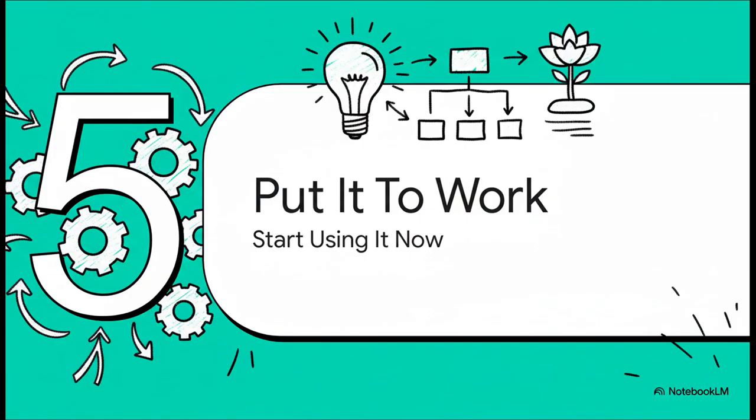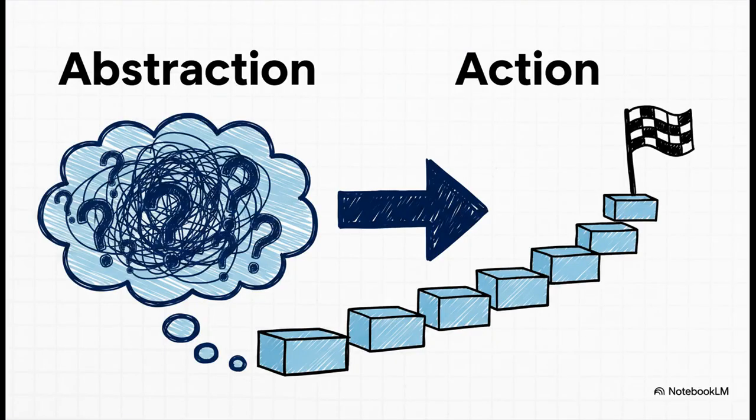Okay, let's bring it all home. How can you start using this, like, right now? Look, if you remember just one single thing from all this, let it be this. The action method is all about choosing action over abstraction. It's a system designed to force you to stop just thinking about the work and start defining the actual physical steps to get it done.